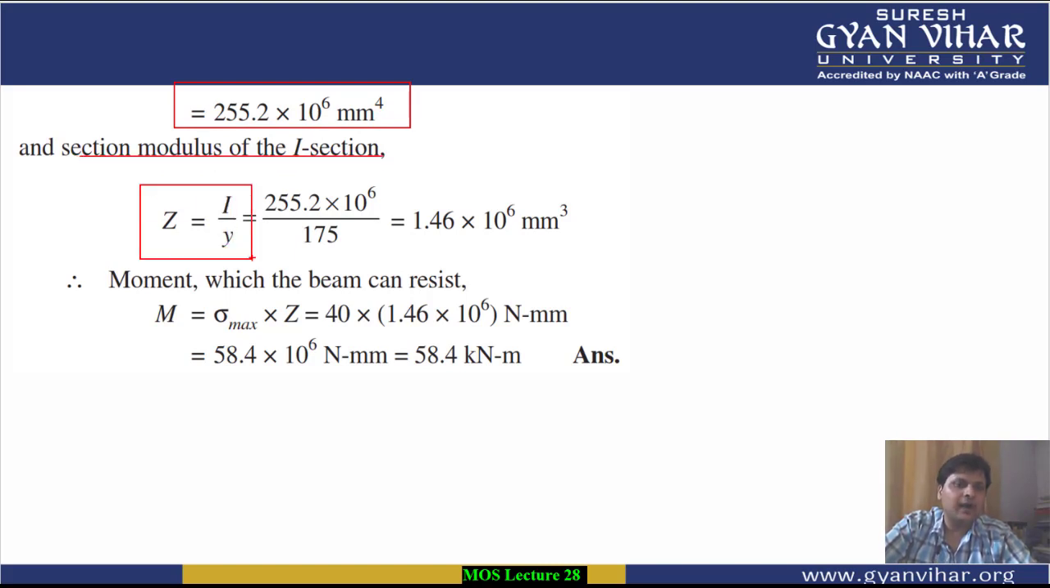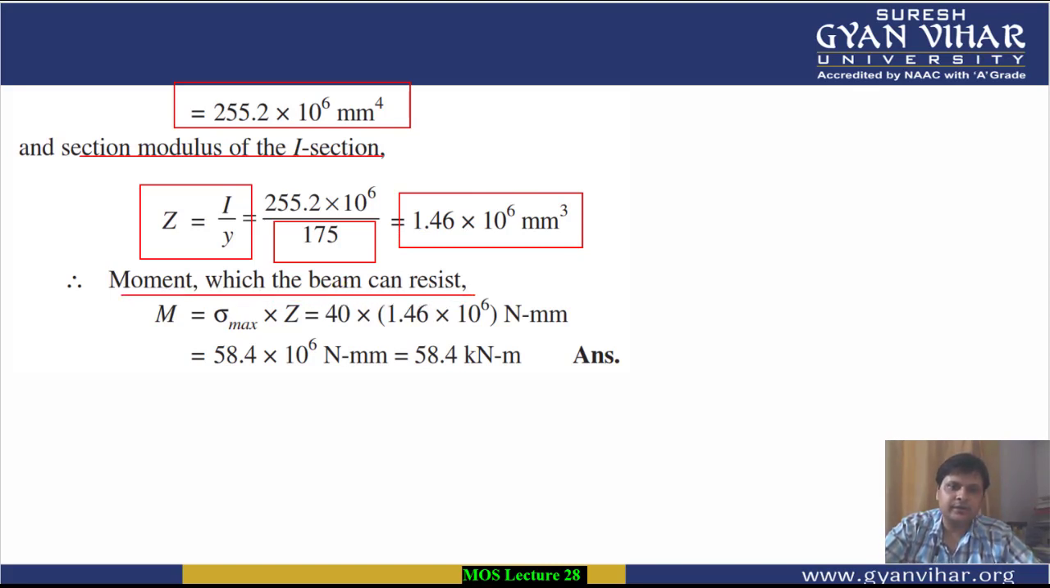Section modulus, you all know, is z equal to I by y. We all know the formula. Y is the larger of the two values, the larger of 125 and 175. So which is the larger? 175 is the larger one, so we are taking 175. So finally the value of z is 1.46 into 10 to the power 6 millimeter cubed.